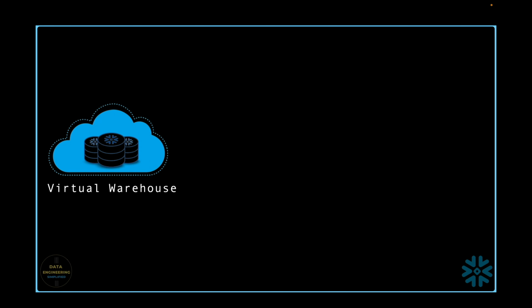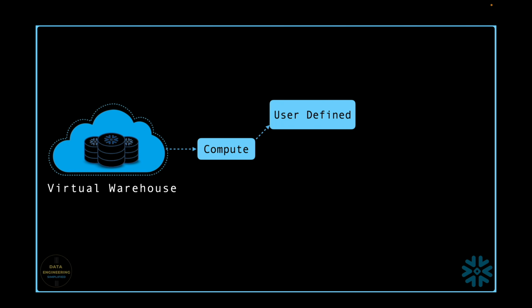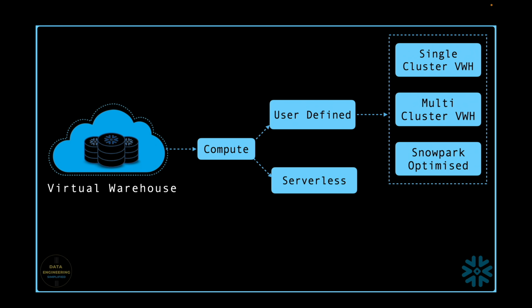Let's begin with our fact number 1. And here we will discuss the type of virtual warehouses provided by Snowflake. At very high level, Snowflake provides two types of computes: user-defined compute and serverless compute. Within user-defined compute, it can be further classified as a single cluster compute, multi-cluster compute, and Snowpark optimized compute.